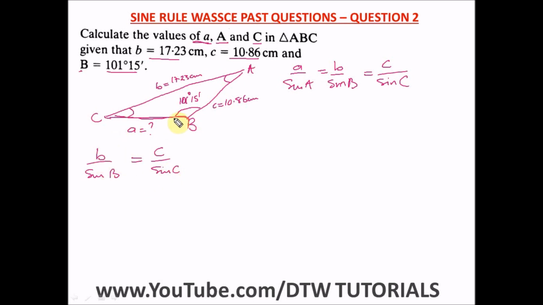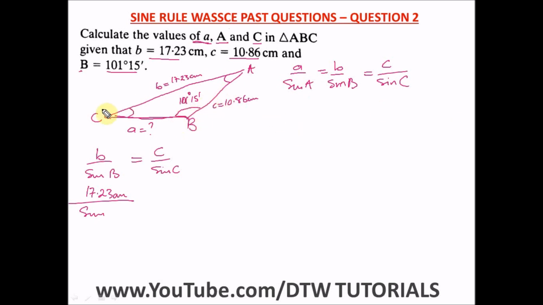So we have our small letter b as 17.23 centimeters, divided by, what is the angle B? We have sine. Now we have to convert 101 degrees 15 minutes to degrees. Angle B is equal to, let me do this here so it doesn't take space, but you have to state it somewhere in your workings.